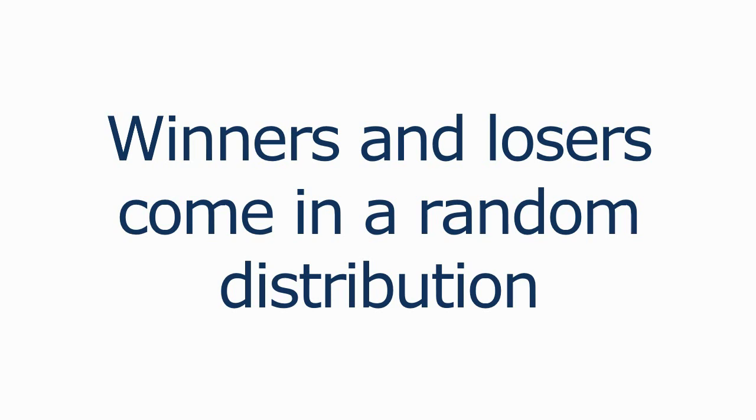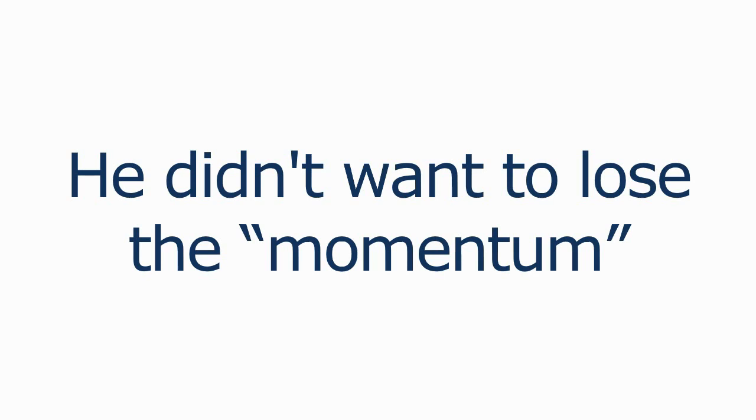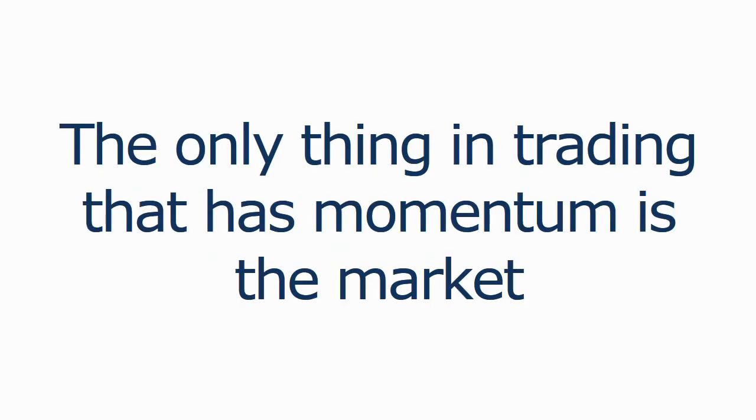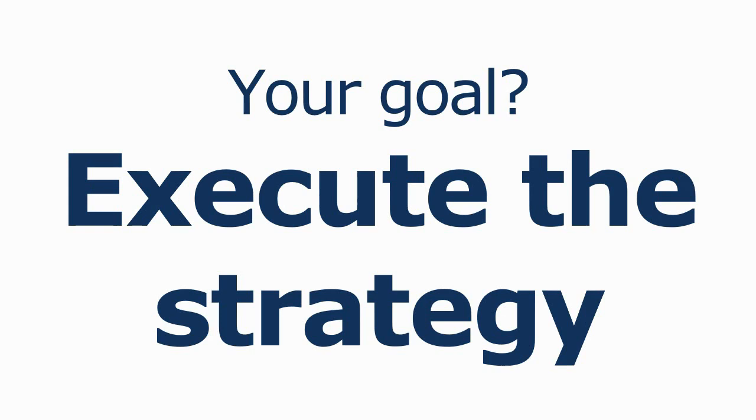Now, recently a trader told me that they were looking for another setup right after price had made an out-of-the-ordinary price movement into larger profits. And the reasoning was that he did not want to lose the momentum. So I explained that the only thing in trading that has momentum is the market. Understanding random distribution will prevent you from thinking 1, 2, or 3 winning trades equals a winning streak that has momentum. The goal for your next trade is to execute your strategy correctly according to your trading plan, win or lose, and complete a sufficient number of trades for your edge to play out.